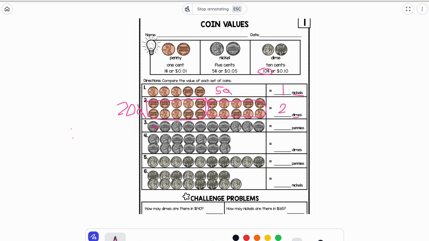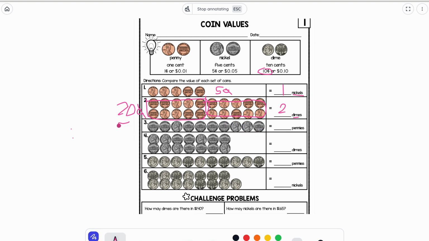Perfect. Now, number 3, we're counting nickels. Since we're comparing values, I'm going to count by 5s because I know each nickel is worth 5 cents. And I want to know my total. I don't want to know how many nickels I've got. I want to know how much money I have. Like you guys like to say, just give me my money. So let's go. 5, 10, 15, 20, 25, 30, 35, 40, 45, 50.